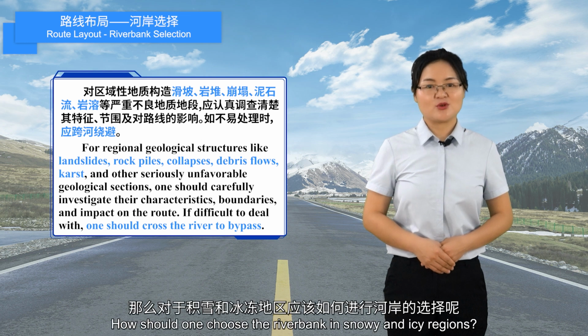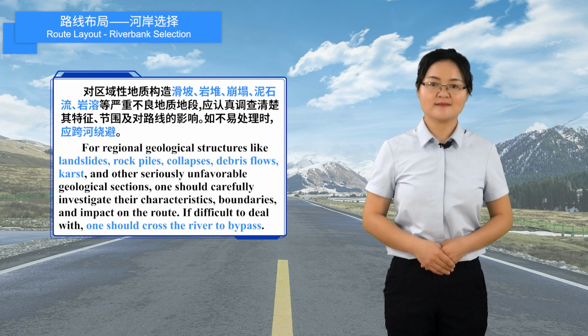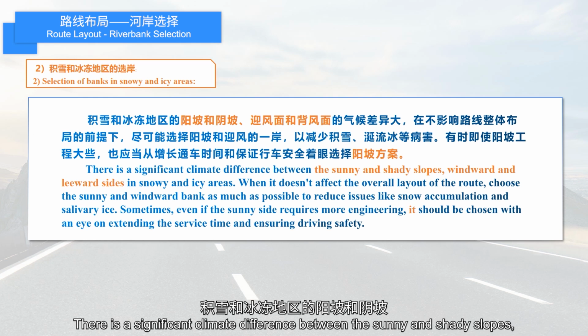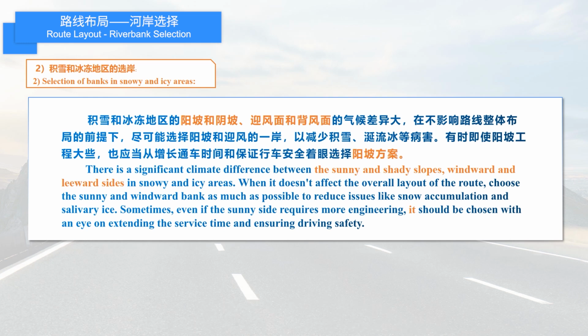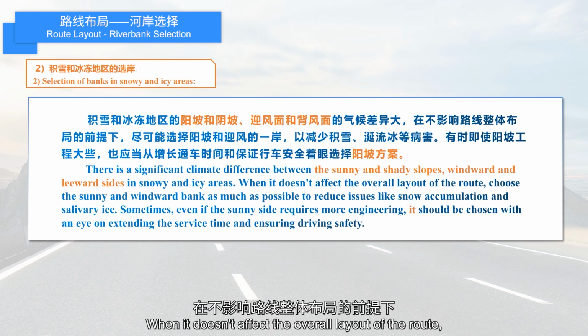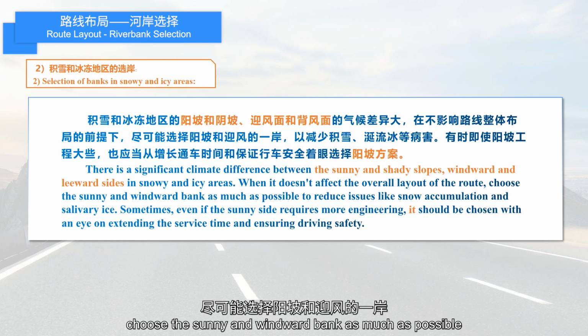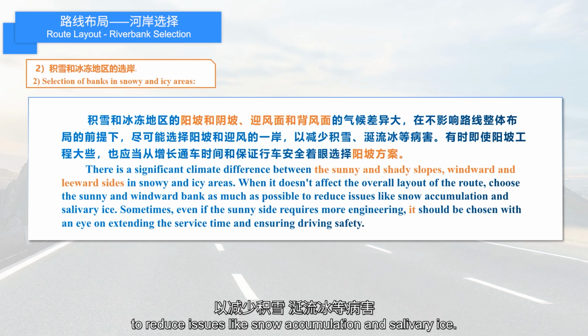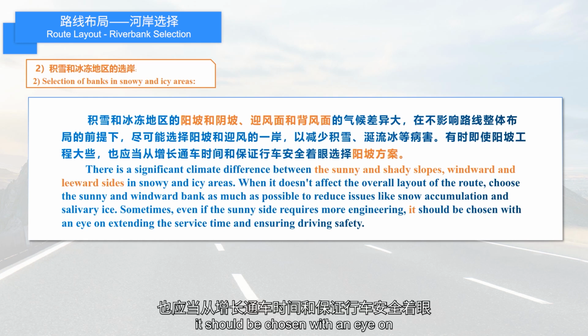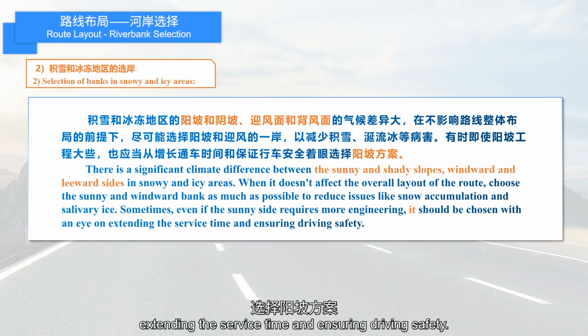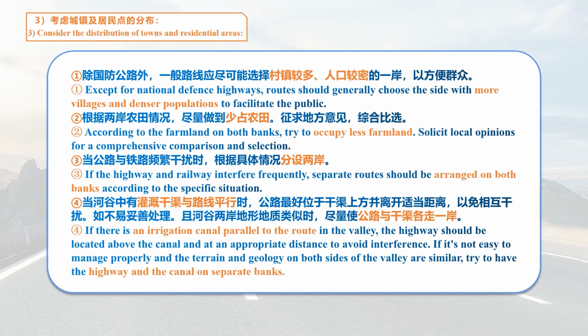How should one choose the riverbank in snowy and icy regions? There is a significant climate difference between the sunny and shady slopes, windward and leeward sides in snowy and icy areas. When it doesn't affect the overall layout of the route, choose the sunny and windward bank as much as possible to reduce issues like snow accumulation and icing. Sometimes, even if the sunny side requires more engineering, it should be chosen with an eye on extending the surface time and ensuring driving safety.